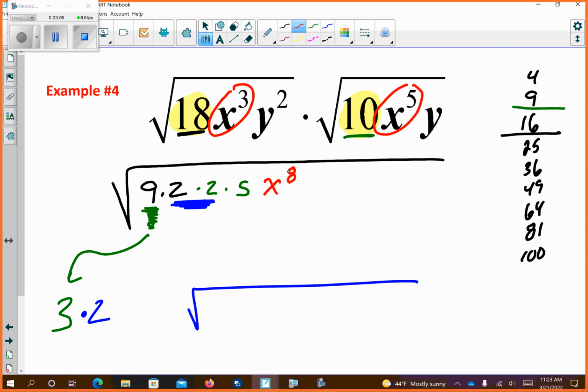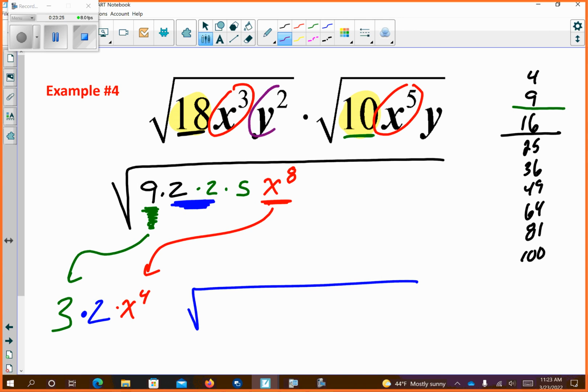All right. What's the square root of x to the 8th? x to the 4th. Okay, let me stop there. Does this make sense how that worked? It came out of the radical. I took half of it.